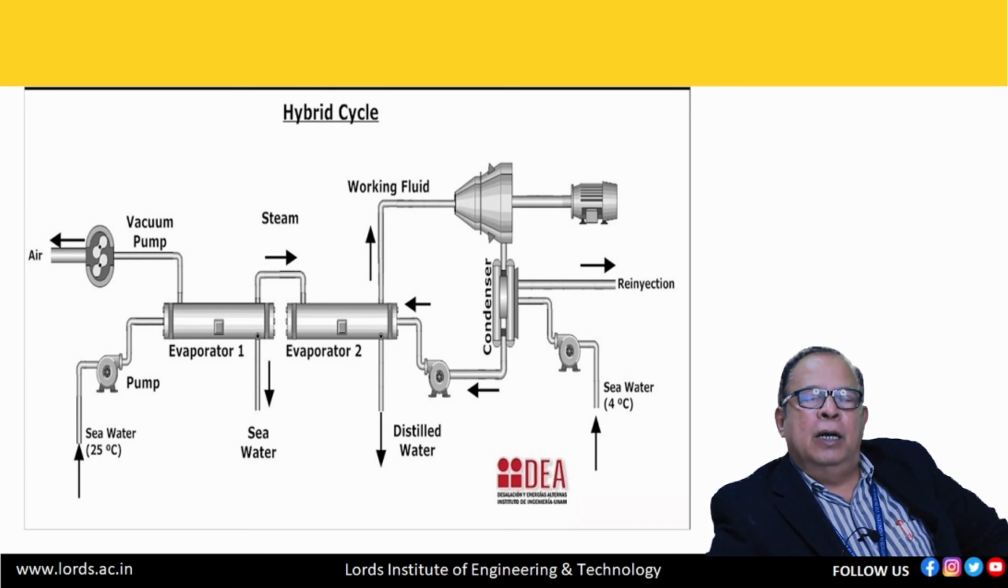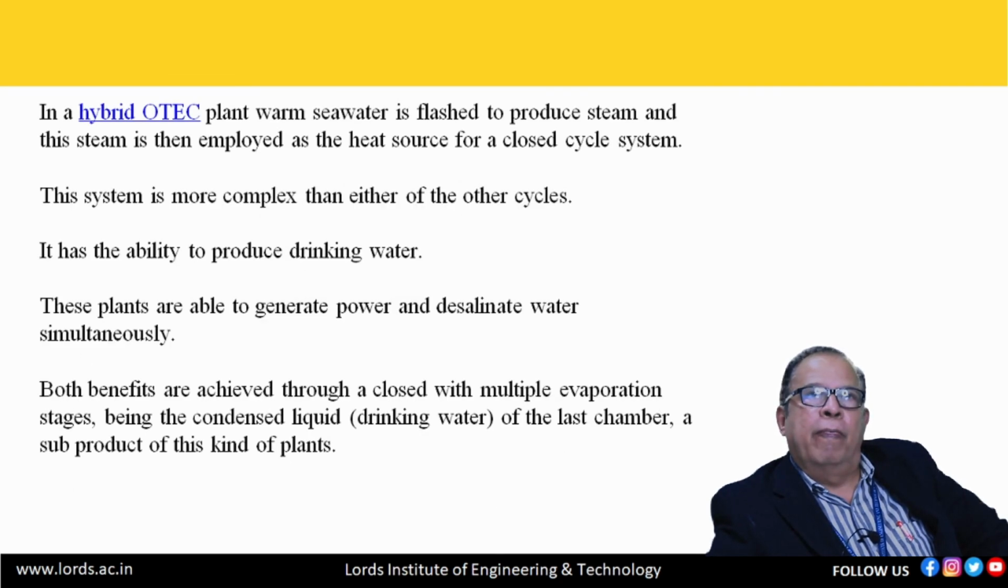Then this hybrid cycle, why we are using it? You see, in a hybrid OTEC plant, warm seawater is flashed to produce steam, and this steam is then employed as a heat source for a closed cycle system. This system is more complex than either of the other cycles, but it has the ability to produce drinking water. These plants are able to generate power and desalinate water simultaneously. That means from saline water it can produce fresh water or potable water.